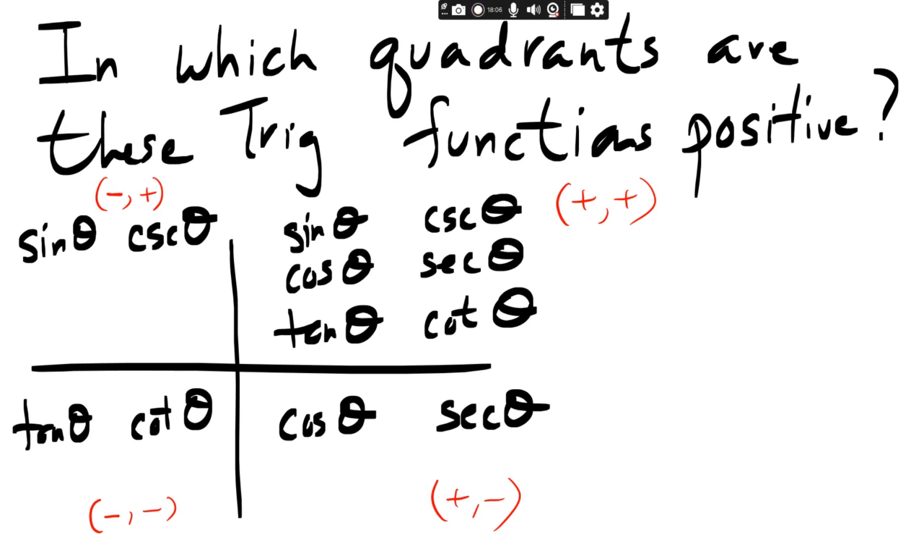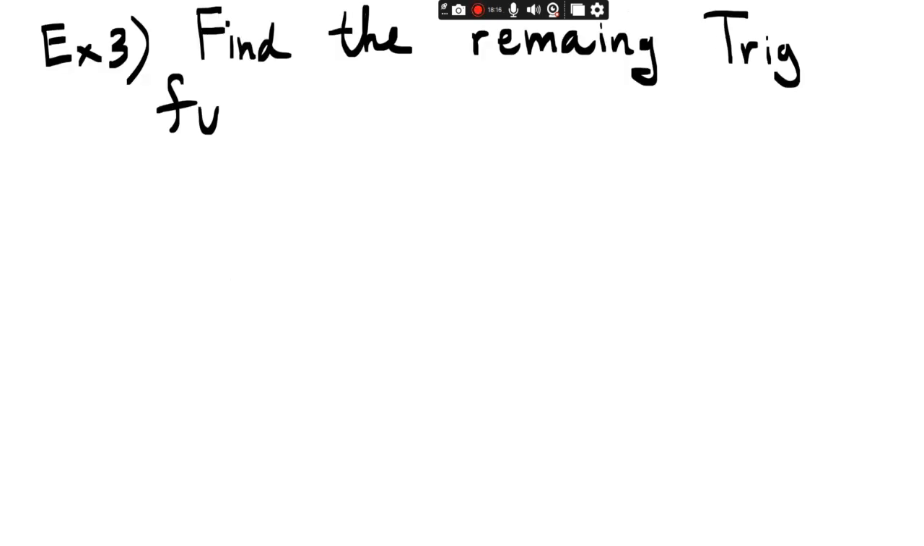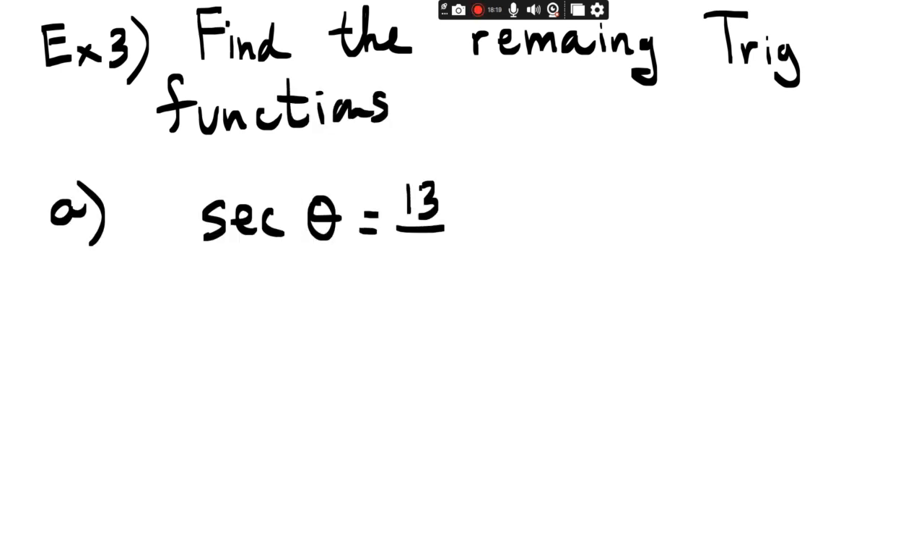Okay, so we did the basic stuff, we did the angle stuff, that's cool. We did when it's positive, negative, that's awesome. So now let's do this here. If we know one trig function or we know two trig functions, can we get the rest? That's what we want to do next. So exercise 3, here it is. Find the remaining trig functions if we know this to be true.